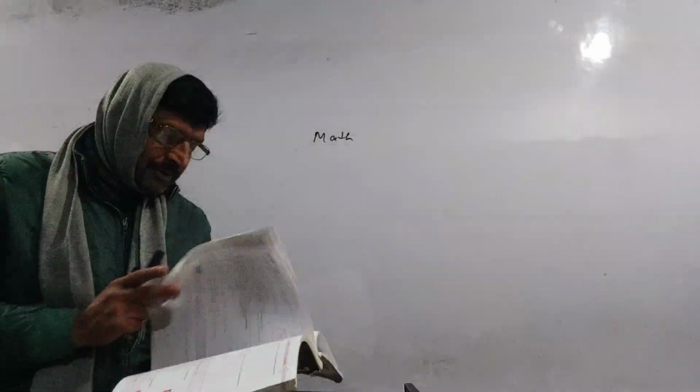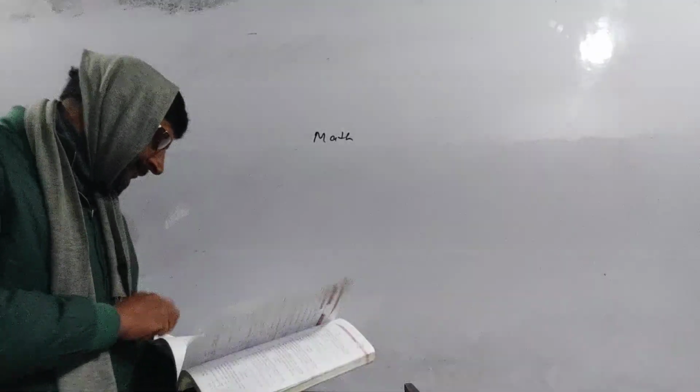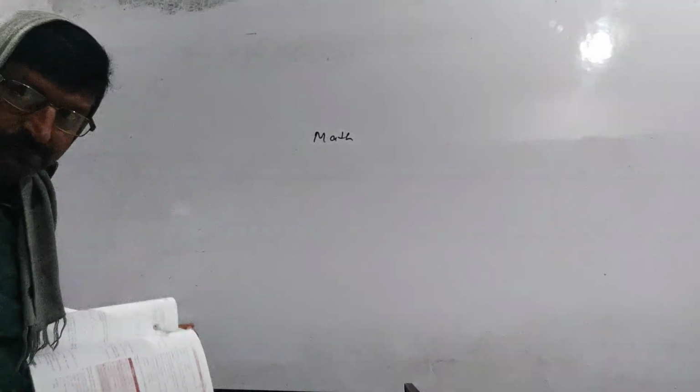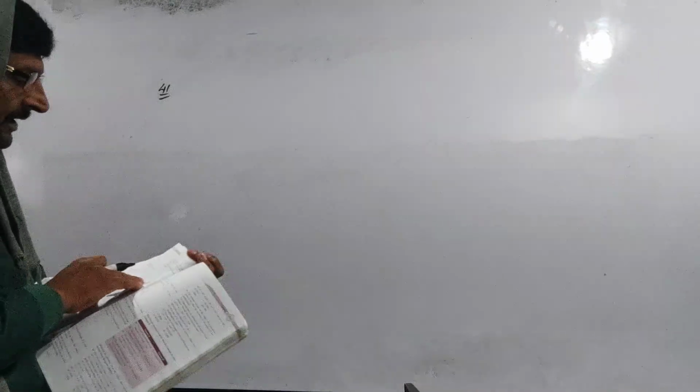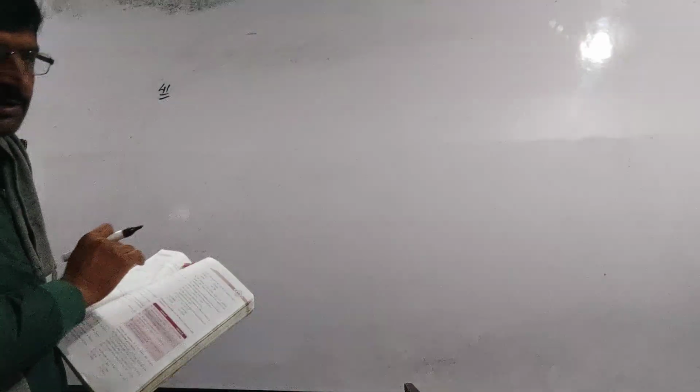Today we are going to start the same topic as geometry. Question number 41, clear? It says that in an n-sided regular polygon, each exterior angle is equal to 72 degrees. Find the sum of all the interior angles of the polygon.